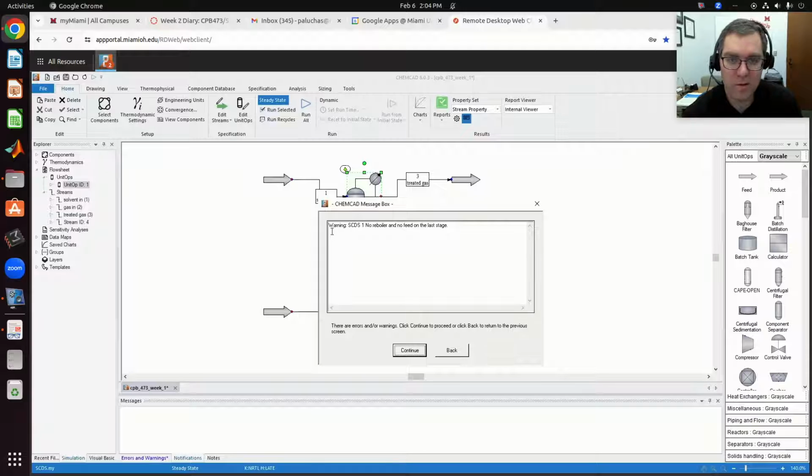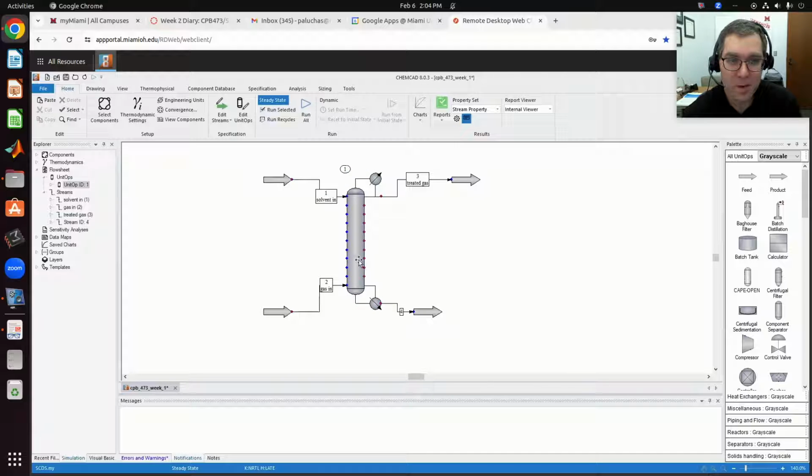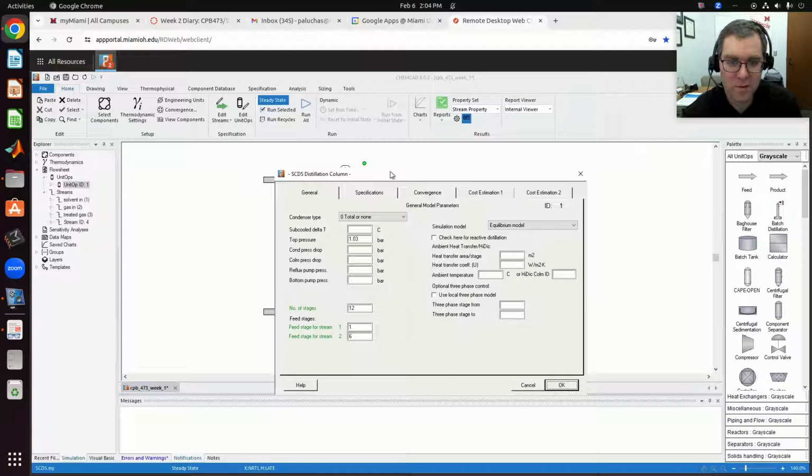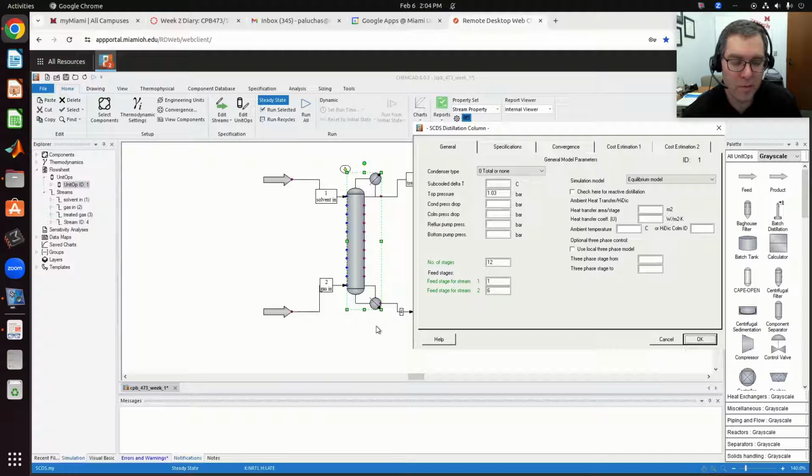I get a warning. The warning is just a reminder there's no reboiler and no feed on the last tray. Remember the reboiler is this bottom tray. They're telling me that I have 12 trays, but I don't actually have a feed on tray 12, my final tray. Even though I updated the number of trays to 12, stream 2 is still being fed in on tray 6, because that's where it was fed before, and I didn't change that as well.